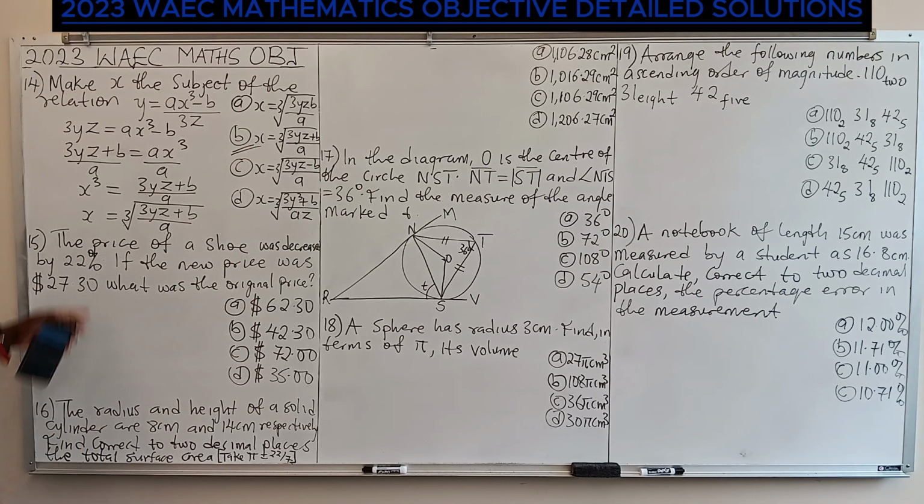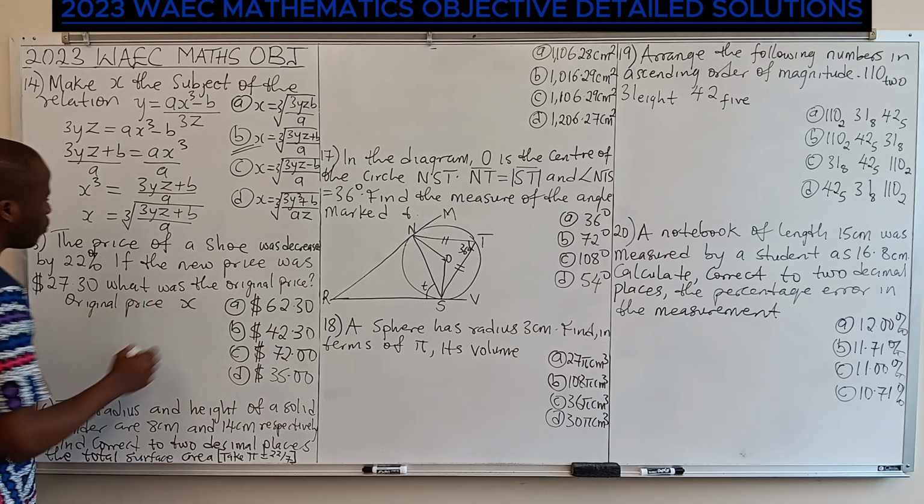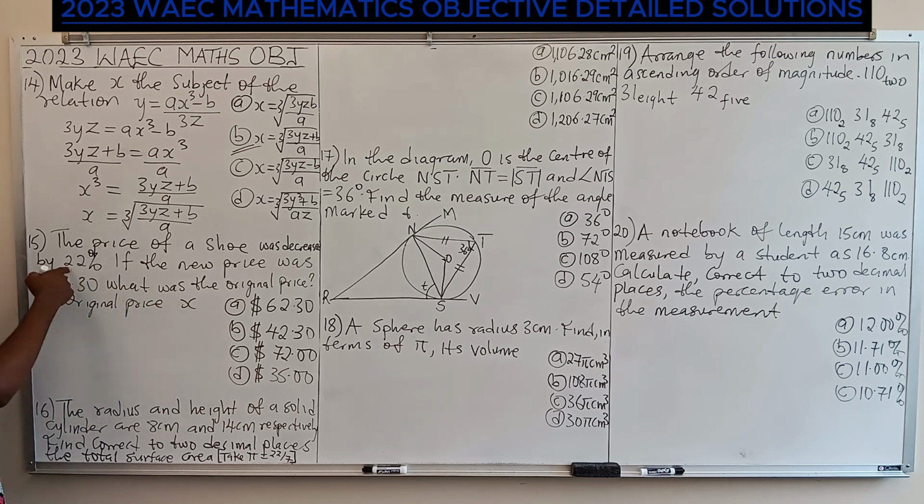Question 15 says, the price of a shoe was decreased by 22%. We don't know the original price, and we are told that the price was decreased by 22%. If the new price was $27.30, what was the original price? Let's call the original price X. Since this is the original price, we have to look for 22% of X and subtract it from X. So the original price minus 22% of X.